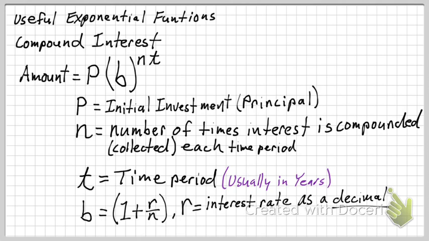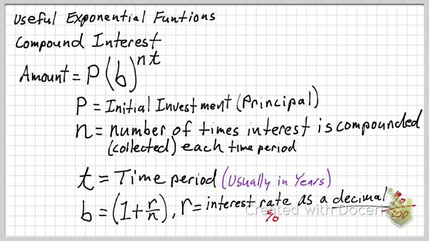One particular example is interest rates are almost always given as a percent value, and we need to put it in our equation as a decimal. So that typically means that we're going to take our percent value, divide it by 100, and then that is the number that we're actually going to plug into our equation.